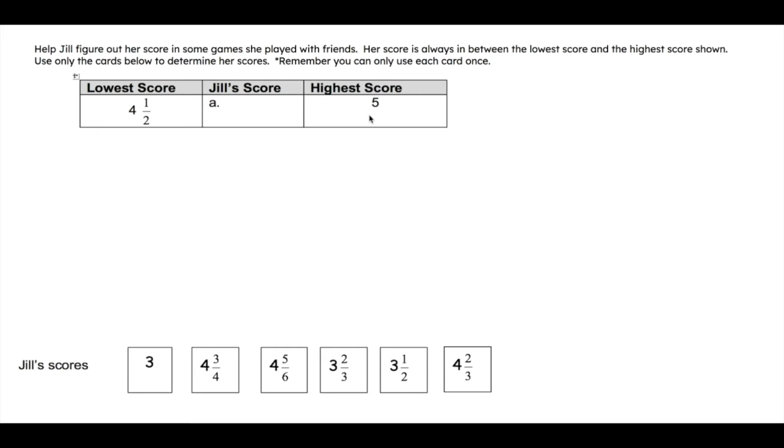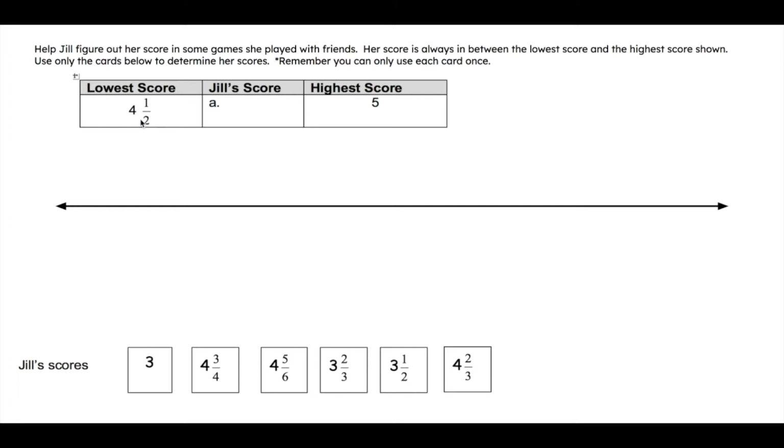I'm going to pull out a number line, and since I know her score is more than 4 but less than 5, I'm going to put 4 and 5 on my number line, because her score is somewhere in between 4 and 5. Now, more specifically, we know her score is more than 4 1/2. 1/2 is right in the middle, so here's 4 1/2. This is the lowest score, and the highest score is 5. So her score is somewhere in between here. This is the sweet spot, where her score could be.